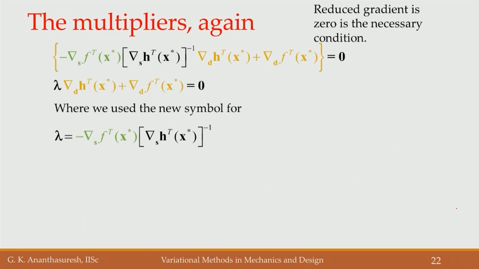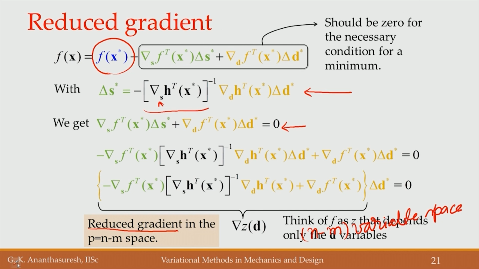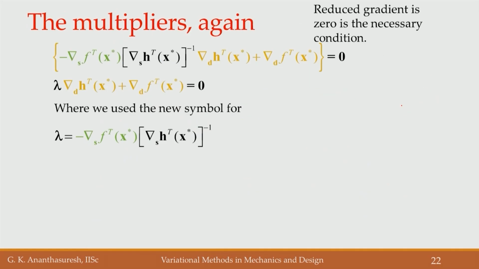Okay. That means that, think of, let me erase something that we have, think of this z as a function of the D decision variables, okay, then it becomes the reduced gradient of that new function rather than f. Now, we have the first order term being equal to 0. Okay.